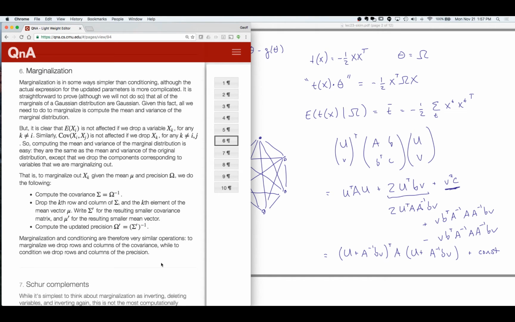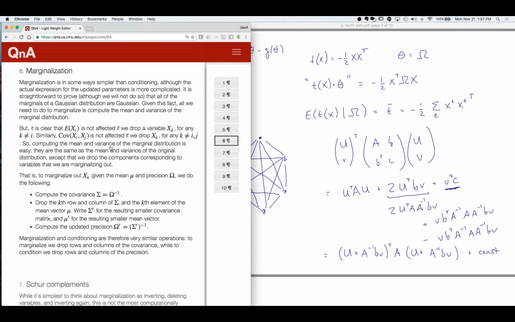So to figure out what happens when we marginalize, all we need to know is that every marginal distribution of a Gaussian is, again, Gaussian. And so all we need to do to figure out the marginal distribution is to figure out its mean and covariance. So to figure out the mean, well, the mean of a variable xi is not affected if we drop any other variable, right? Like if we decide that we just want to forget about variable xk, that doesn't affect the mean of xi.